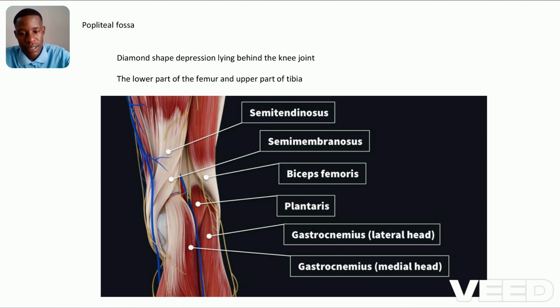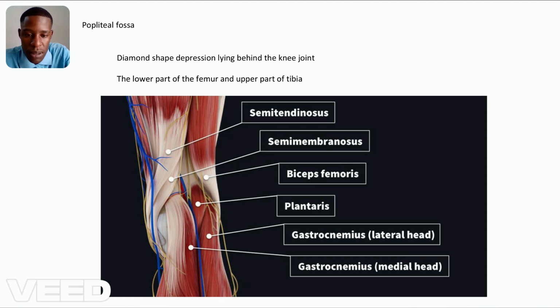Superomedially, we've got our two muscles, which are the semitendinosus and the semimembranosus. These are our superior medial muscles. Then inferomedially, we've got one muscle. This is the gastrocnemius muscle, the medial head of the gastrocnemius muscle. Then superolaterally, we've got our biceps femoris, and then inferolaterally, we've got two muscles. We've got the lateral head of the gastrocnemius, and we've got the plantaris muscle. These are the muscles that form the popliteal fossa.